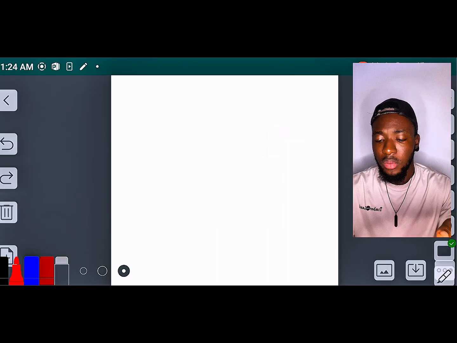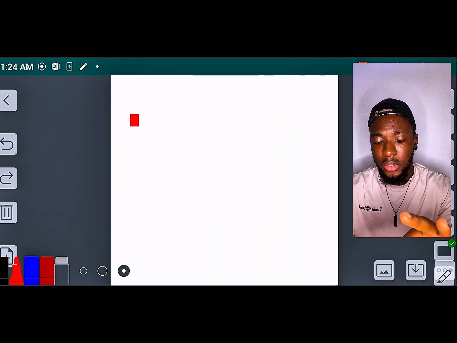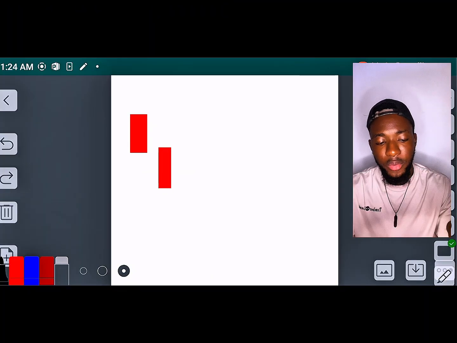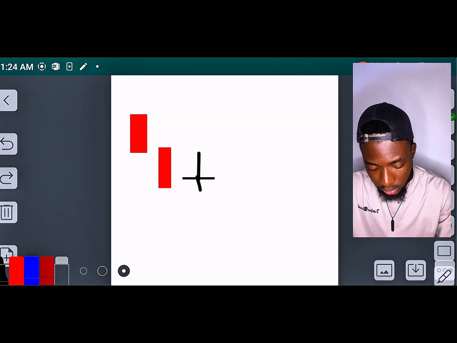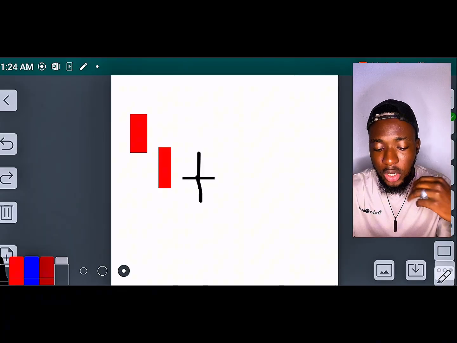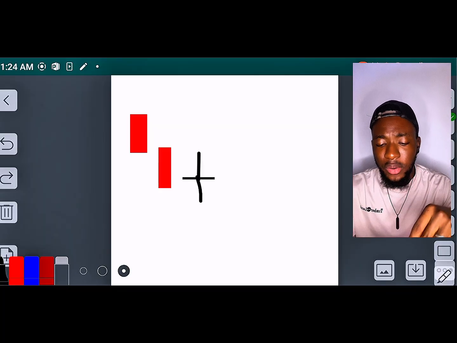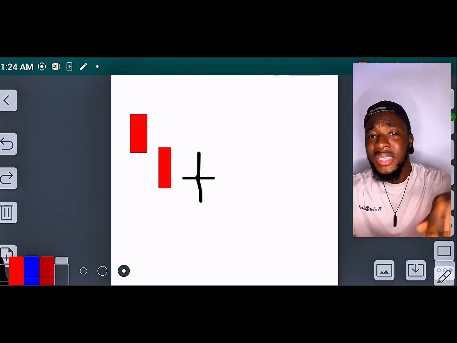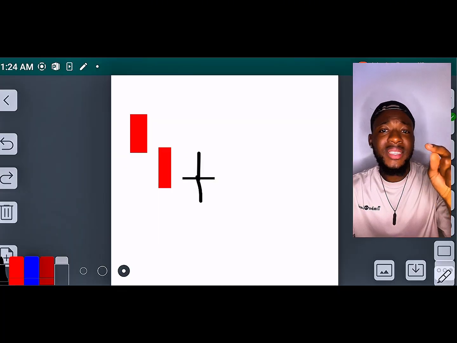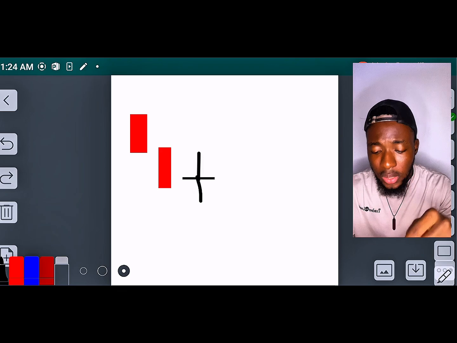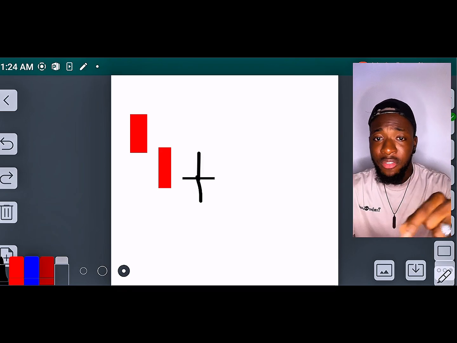Are you getting it? So let me delete this and draw it again for you. So let's say this, then we have our indecision candle. Then this. Forgive my drawing, I'm not drawing it well. It's basically telling you that the sellers were in control before, but now there's indecision. The sellers are actually now more weak because they were in control before and now they have lost control.